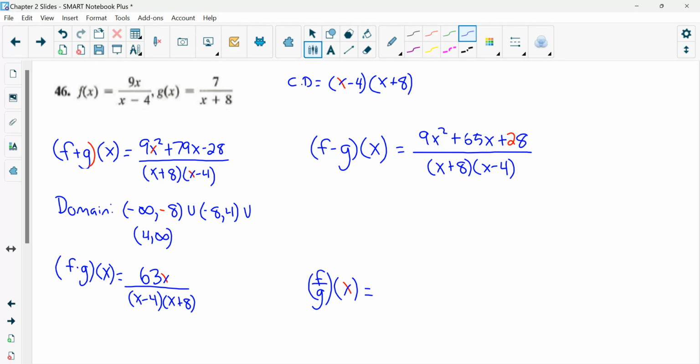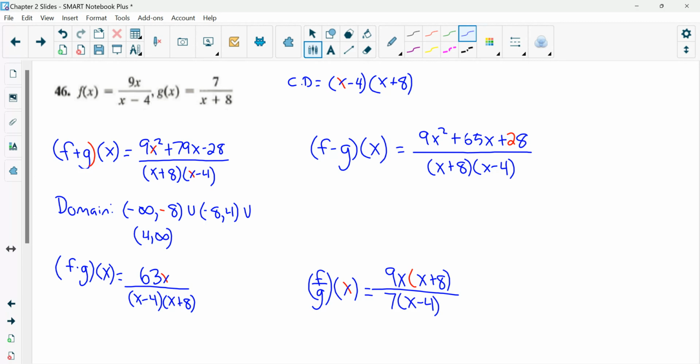And then when you're dividing, you're doing that keep, change, flip. So that would flip your 7 and your x plus 8. So you would just have 9x times x plus 8. And then the 7's on the bottom, so it'd be 7 times x minus 4. Again, your domain is not changing. So the domain was the same for all of them.